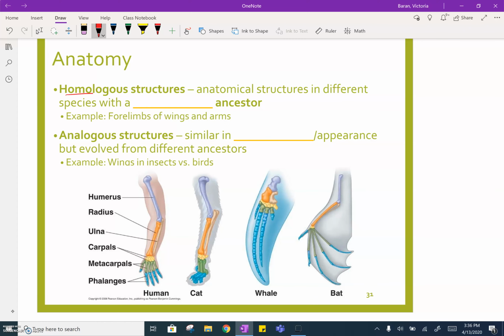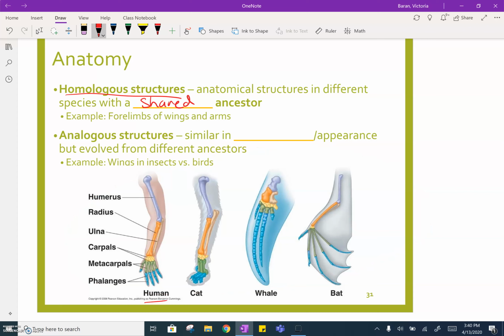So one thing that we're going to talk about is homologous structures. So again, that prefix homo meaning same, so similar anatomical structures within different species that shared a common ancestor. So for example, the forelimbs of wings and arms in tetrapod vertebrates. So these are animals that have a backbone that are tetrapods, meaning they have 4 limbs. So that's illustrated here at the bottom.